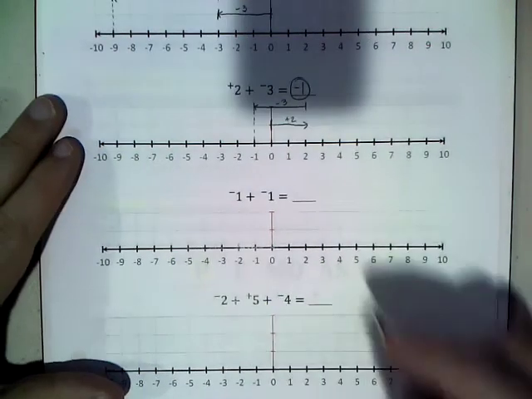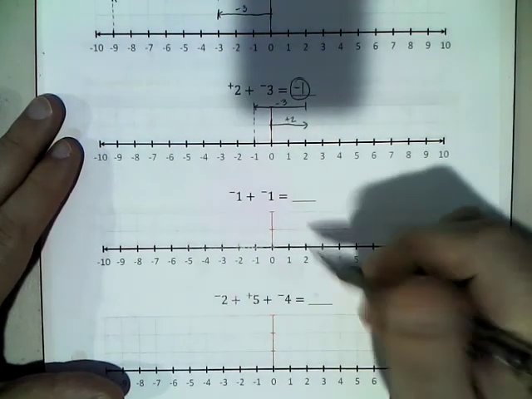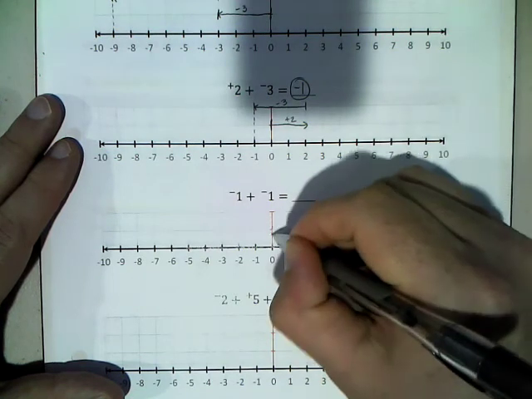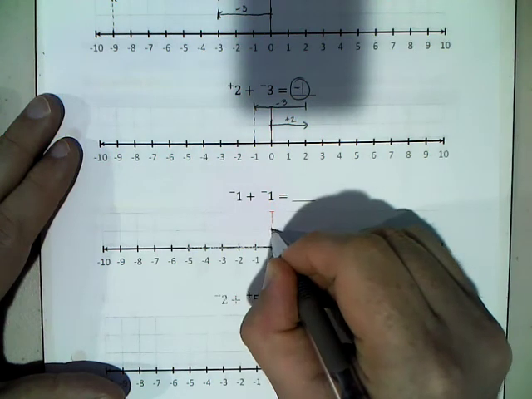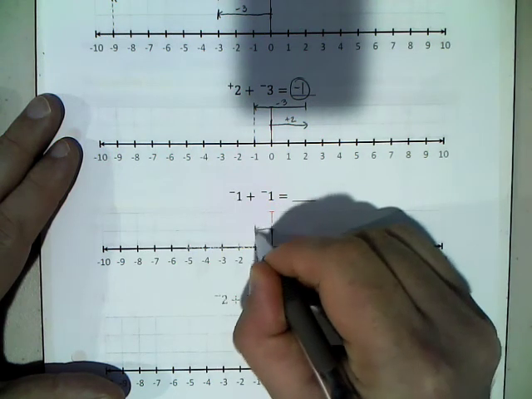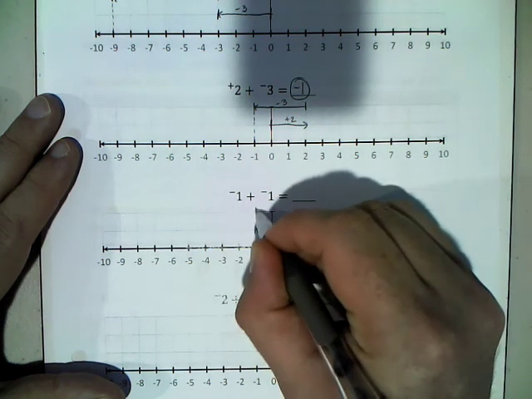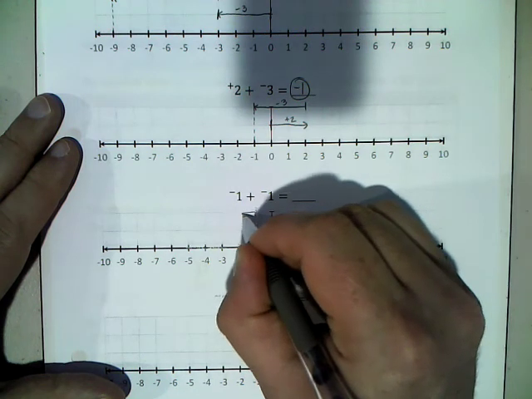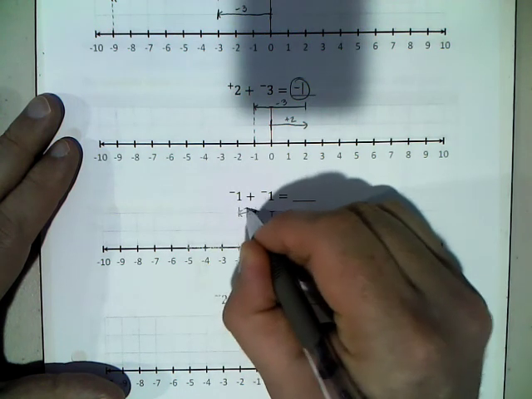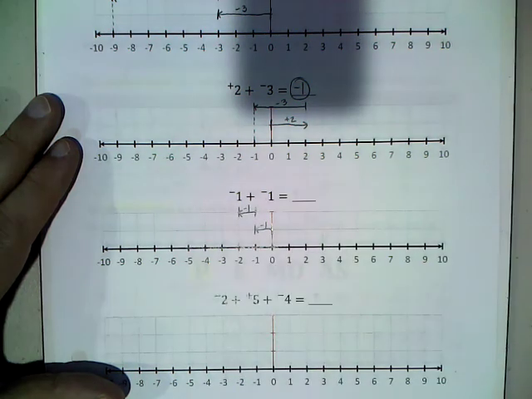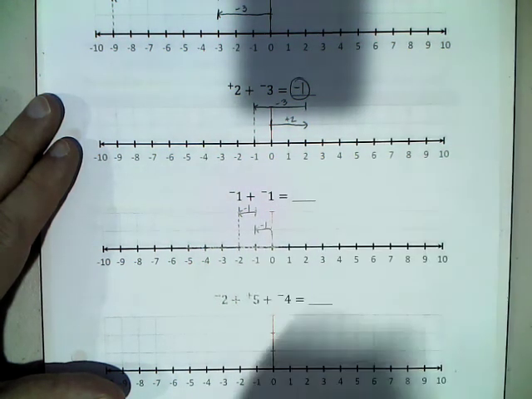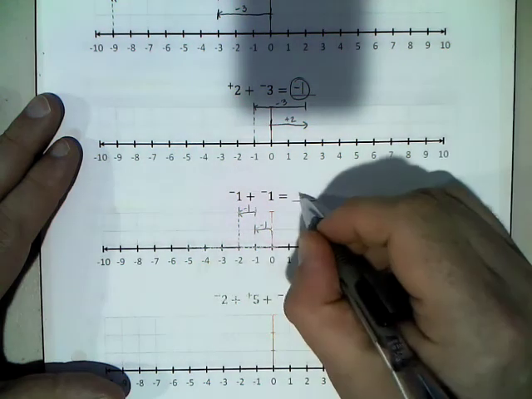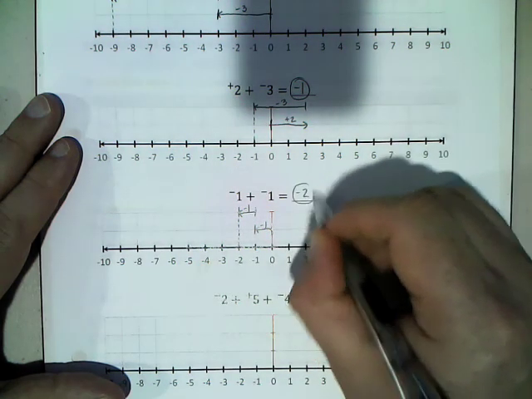All right, next one. -1 plus -1. So start at 0. My first -1 is going to tell me to go 1 unit to the left. My second -1 is going to tell me to continue going 1 unit to the left. And so the answer is, and if you're catching on to this, hopefully you realize pretty quickly that that would be a -2.